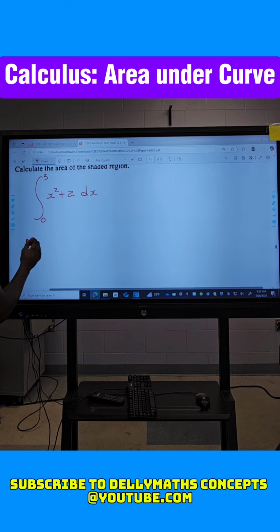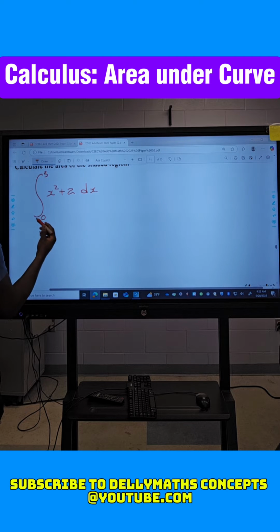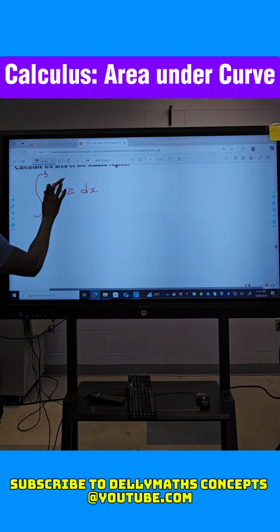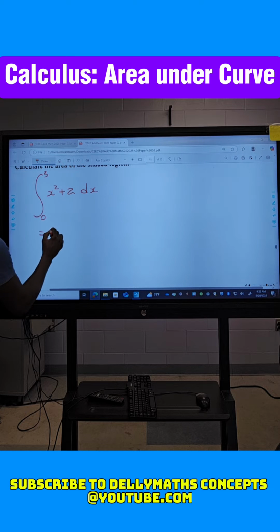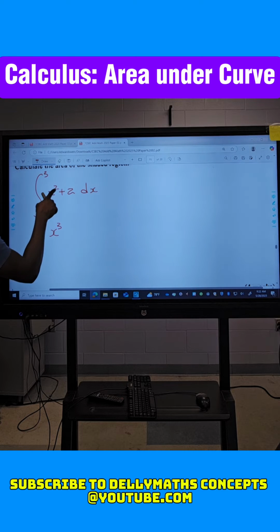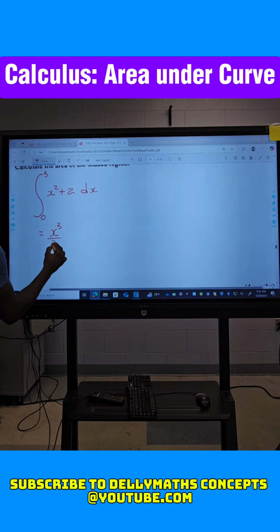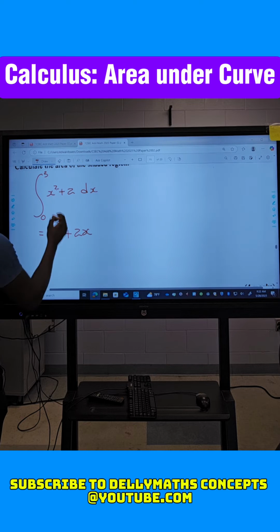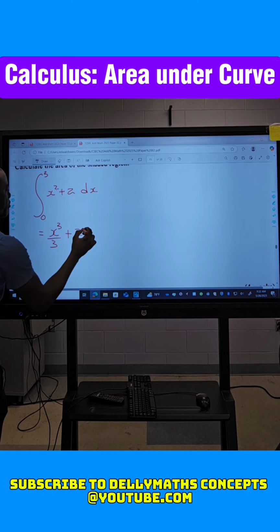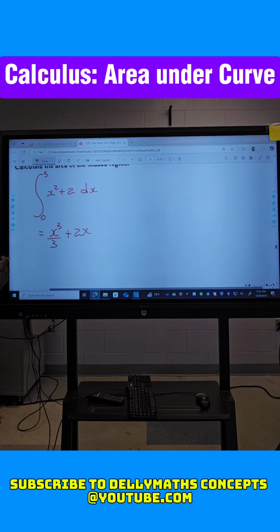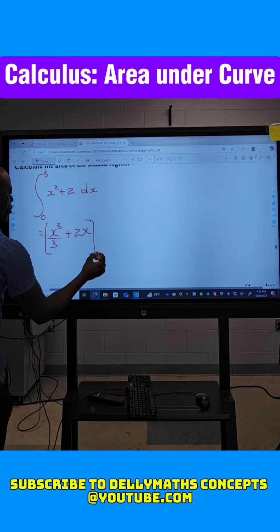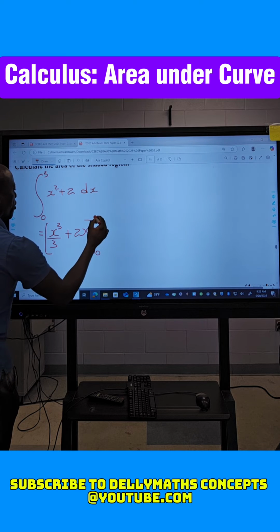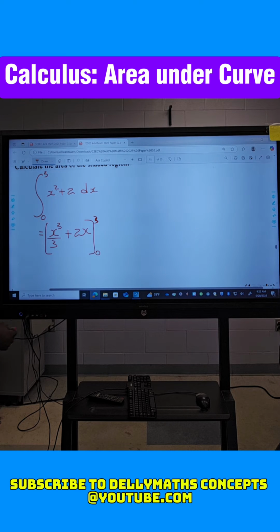So all we're going to do now is to integrate. Remember that when you integrate, you add 1 to the power of the variable and divide by that new power. So we're going to have x to the third over 3, since we're adding 1 to the 2 and then dividing by that. And then the integral of a constant, the integral of 2, will simply become 2x. Now, this is us integrating, and then we have to make sure that we understand that we're moving from 0 to 3. This is the limit from 0 to 3.